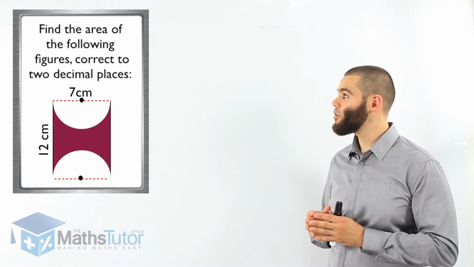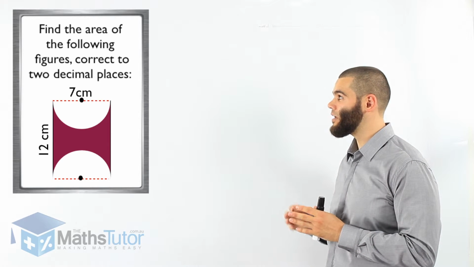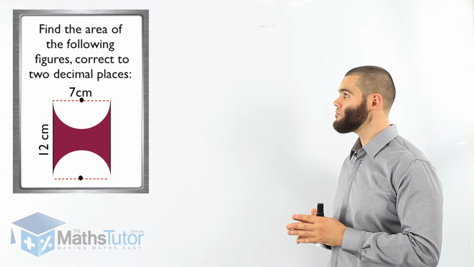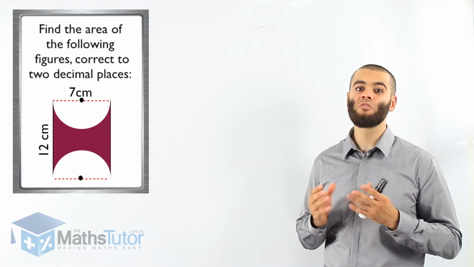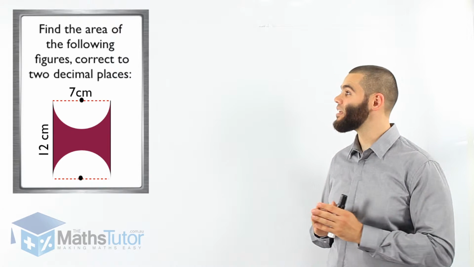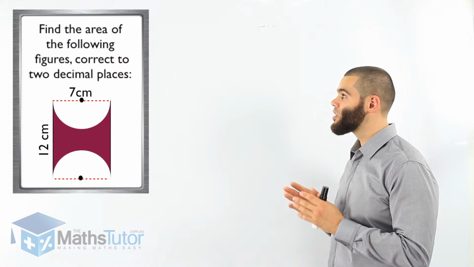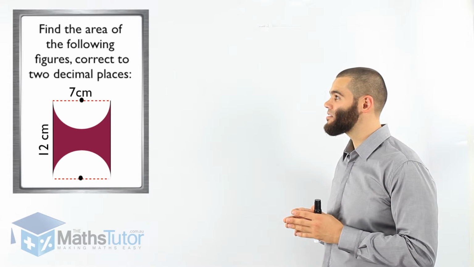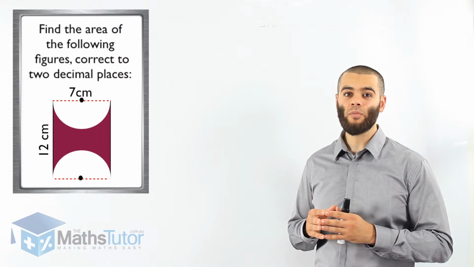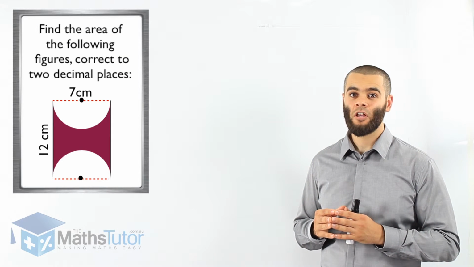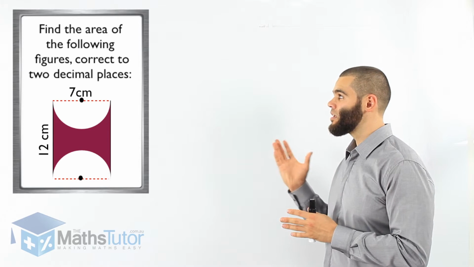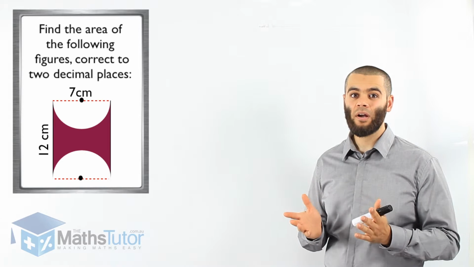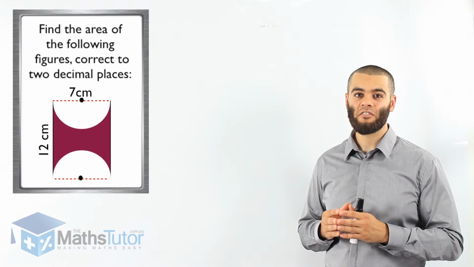So now we would like to know what is the shaded region, what is the area there. We need to find the area of the total rectangle minus the 2 semicircles. Look carefully. We have a rectangle 12 centimeters long and 7 centimeters wide, but 2 semicircles, one from the top and one from the bottom, have been cut out, which makes this shape. Let's work it out. We're going to work out the area of the rectangle first, then take away the 2 semicircles.